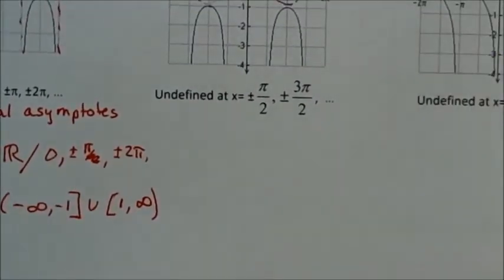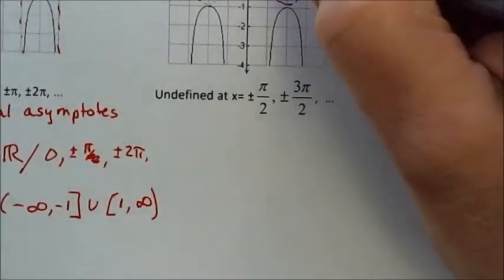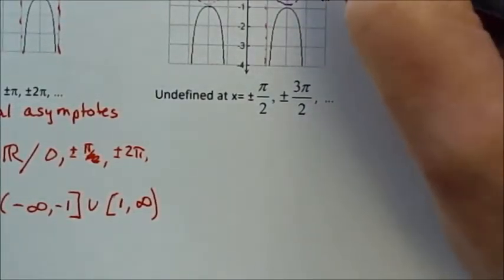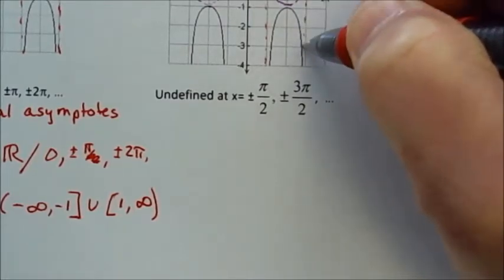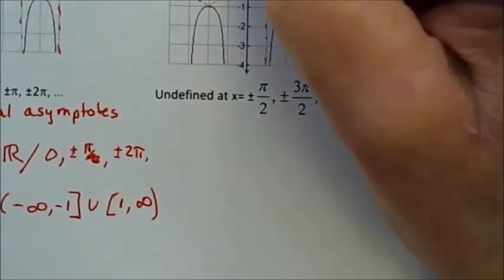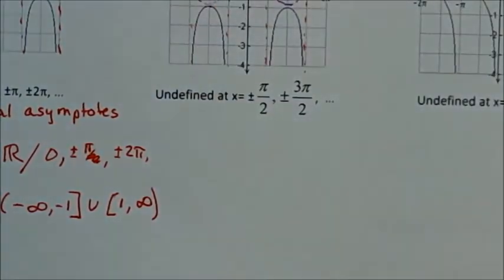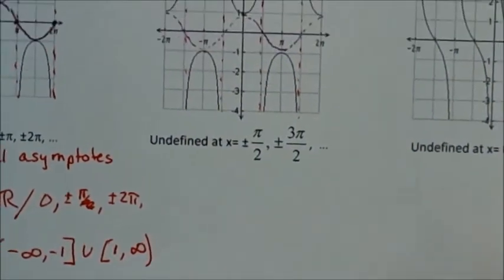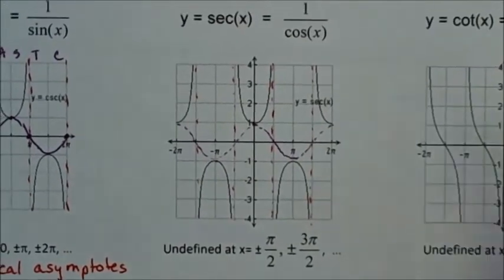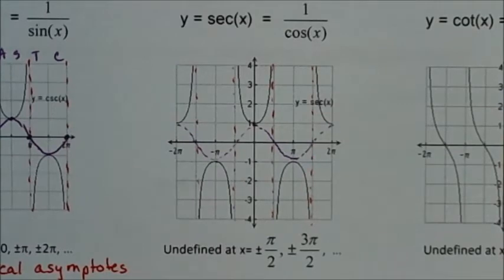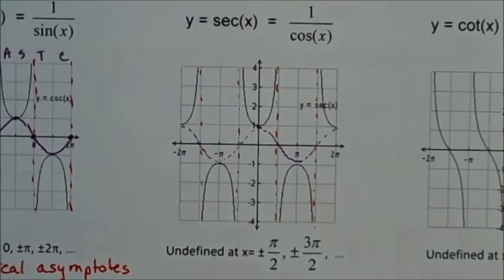We see we have our vertical asymptotes again, but in this case, they're at plus or minus pi over 2, plus or minus 3 pi over 2. All right. Sorry. Cosine is symmetric with the y-axis, remember.